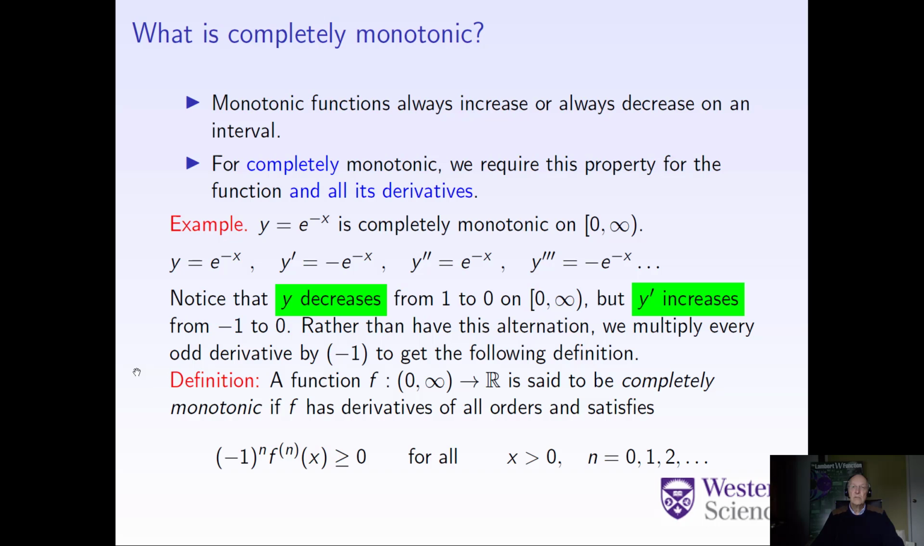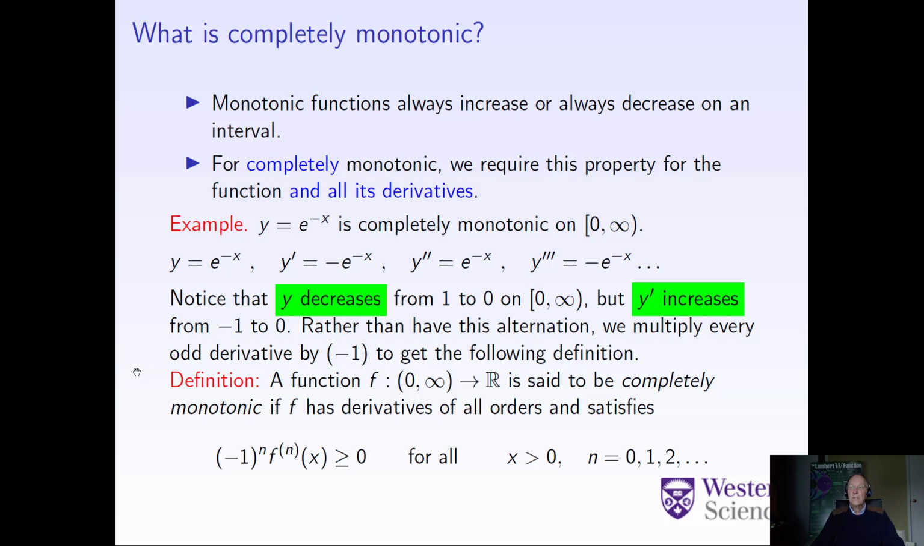When x equals 0, it's now equal to minus 1, and the function will now increase monotonically to 0. When I take another derivative, so I'm at a second derivative, again I'm back to e to the minus x, so it will decrease monotonically from 1 to 0. A common convention is to multiply every odd derivative by minus 1, thus turning all the functions and the negated derivatives into positive functions which are monotonically decreasing towards 0. This gives us the definition at the bottom of the page.